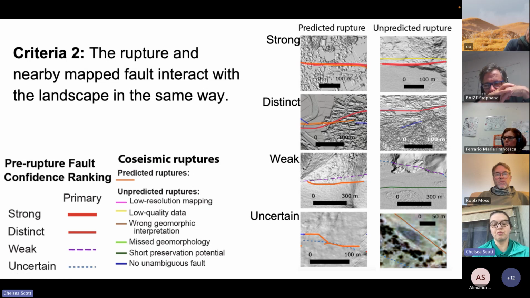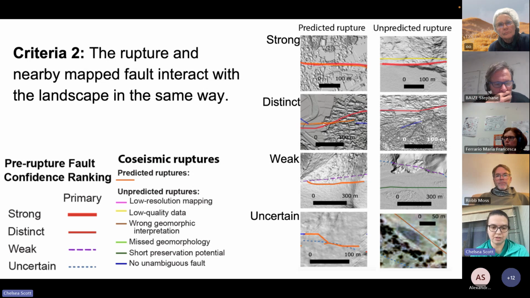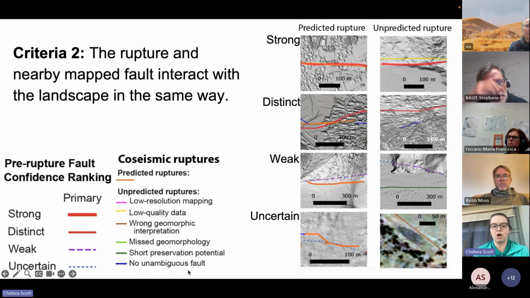The pre-rupture mapper could have missed what I would determine to have been fairly obvious pre-rupture geomorphology. In this case, the mapper likely just didn't look at that particular area and missed something fairly prominent. The landscape could have a short preservation potential. For example, we may not expect ruptures from a previous earthquake to be well preserved in a swamp. And finally, the last case is that there was no unambiguous fault in the pre-rupture topography.